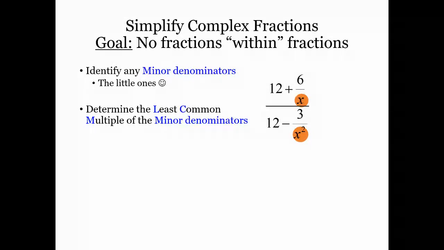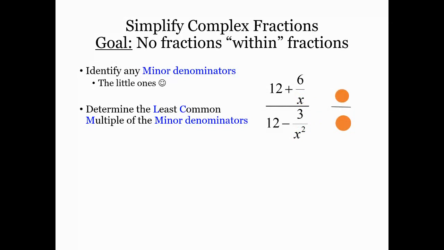And so remember, the least common multiple of them can't be x, right? That's not a multiple of x squared, right? Like the least common multiple between 2 and 6 is 6, not 2. That's a factor of 6. It's not a multiple of 6. So it has to be the least common multiple of both of them. Okay, so what is that for this one? Maybe you're thinking it's x squared.